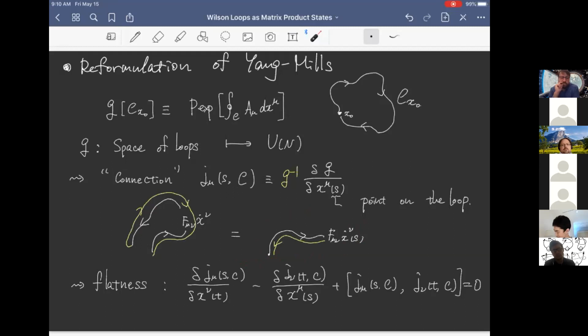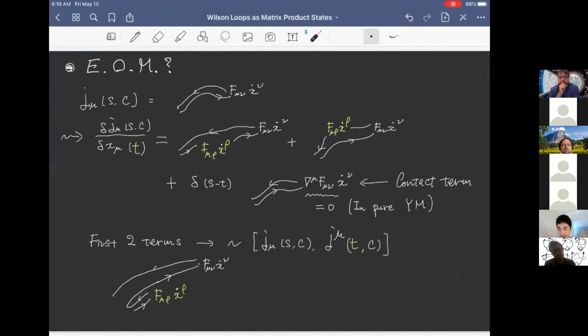So basically, this is just the field strength transported to this point, starting from this point, using the Wilson line. And because of this definition, you can easily show that this also satisfies the flatness condition. Okay. So in the case of the Principal Chiral Model, there are two important equations. One is the equation of motion, and the other is the flatness condition. Now here we have a flatness condition. So the next question is, what is the analog of the equation of motion?